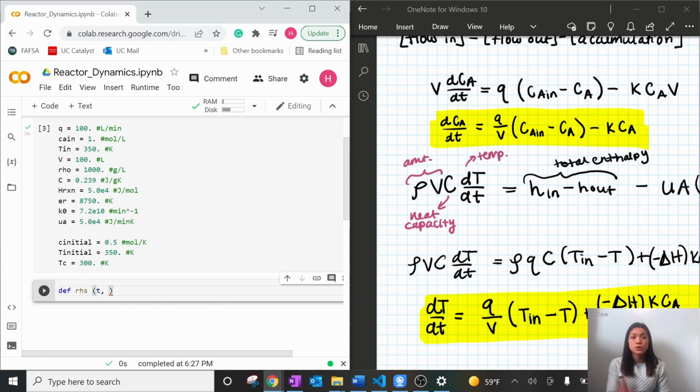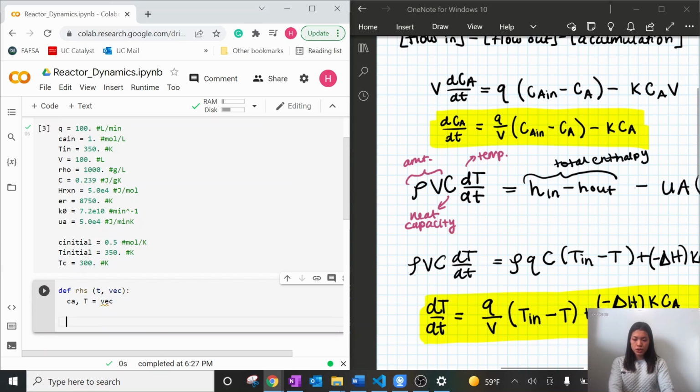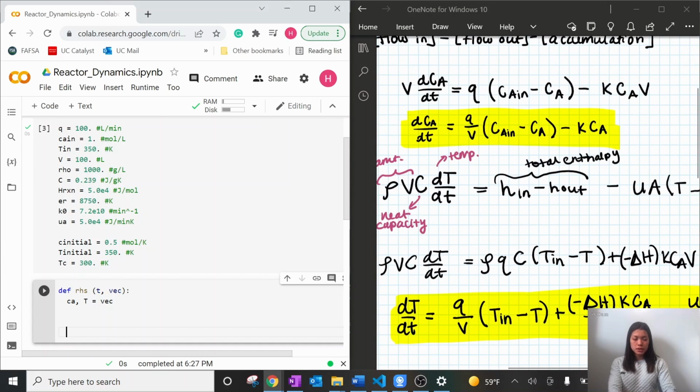And in this case, we're solving for two things. We're solving for the concentration and the temperature. So we're going to put that in as vector, VEC, and then we're going to define what that vector is. So that vector is going to solve for the concentration, and it's going to solve for the temperature. And so now what we're going to do is we're going to input these equations that we wrote here. And so that's what we wanted to return. We wanted to return the right-hand side of these equations.